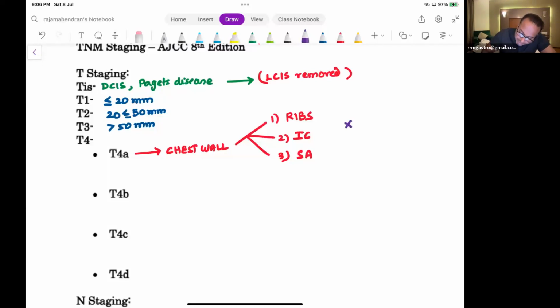So the one which will not come is the MCQ: pectoralis major is not included in chest wall. Pectoralis major is not included in chest wall. Very good, very good. All of you are very clear with this topic.